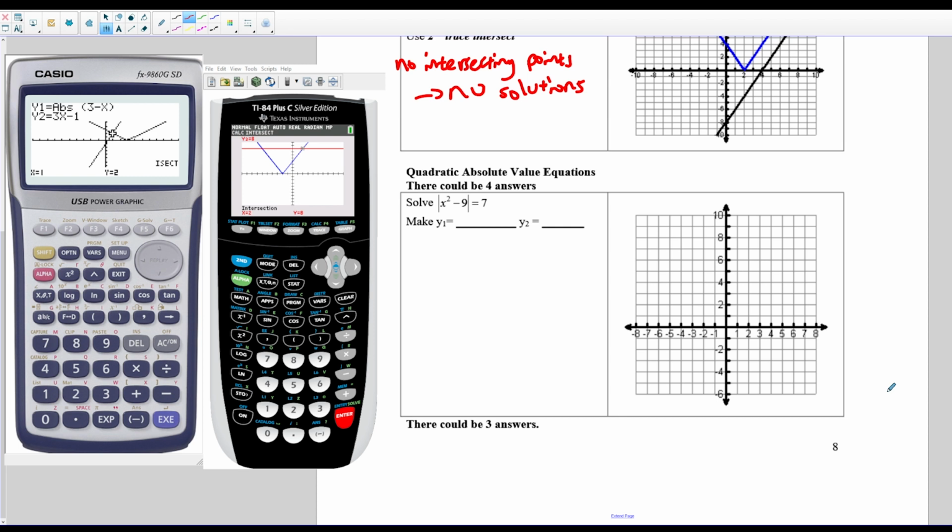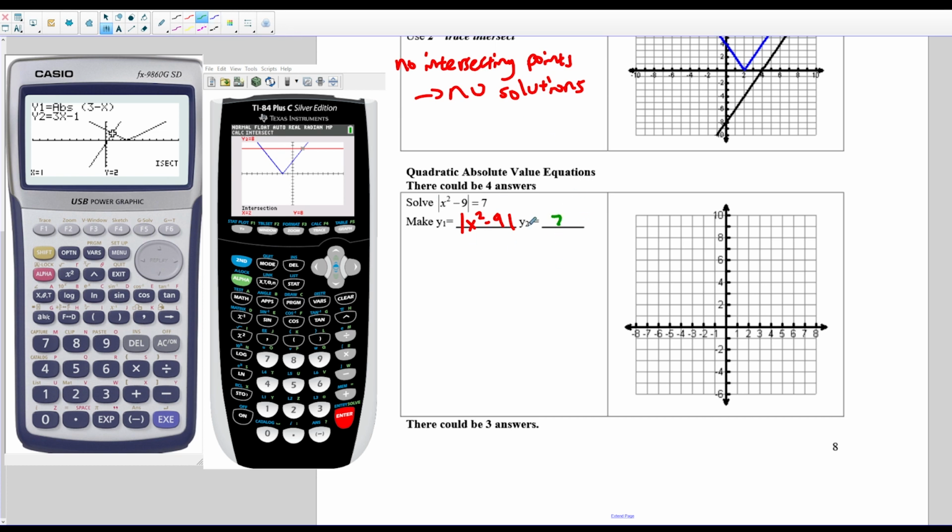Now, taking a look at quadratic absolute value equations, we're going to have to sketch this one out actually. So let's go ahead and first talk about what we'd actually need to do if we were to do this on our graphing calculator. So we're going to make y1 equal to the left-hand side. So I'm going to go ahead and pop in the absolute value of x squared minus 9 into y1. And then in y2, we're going to make it equal to 7.